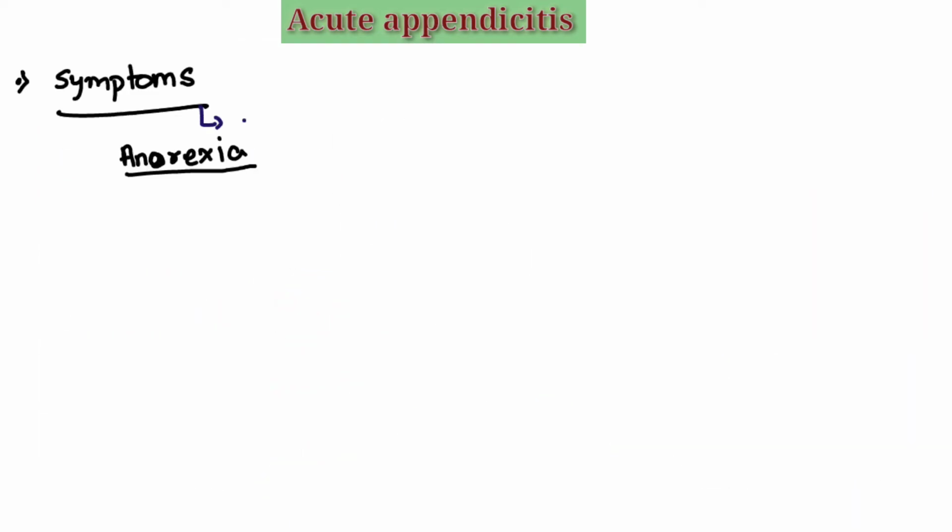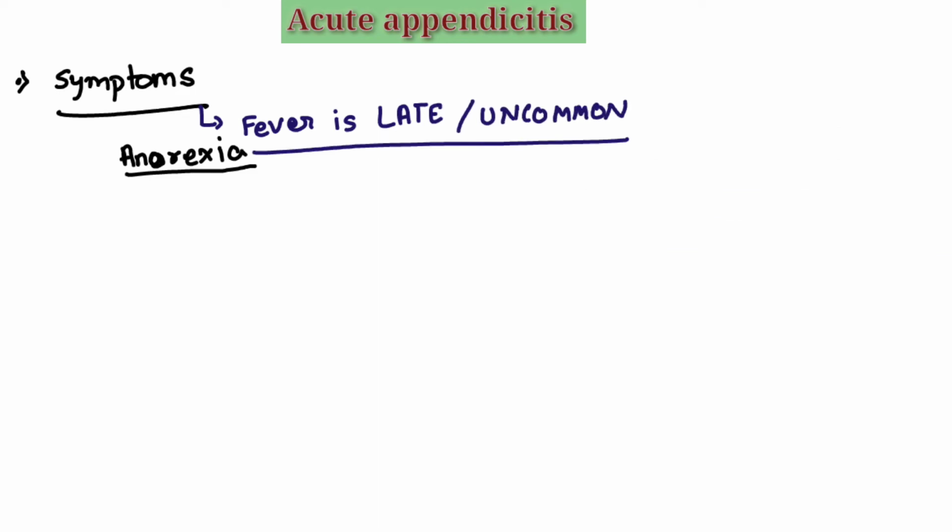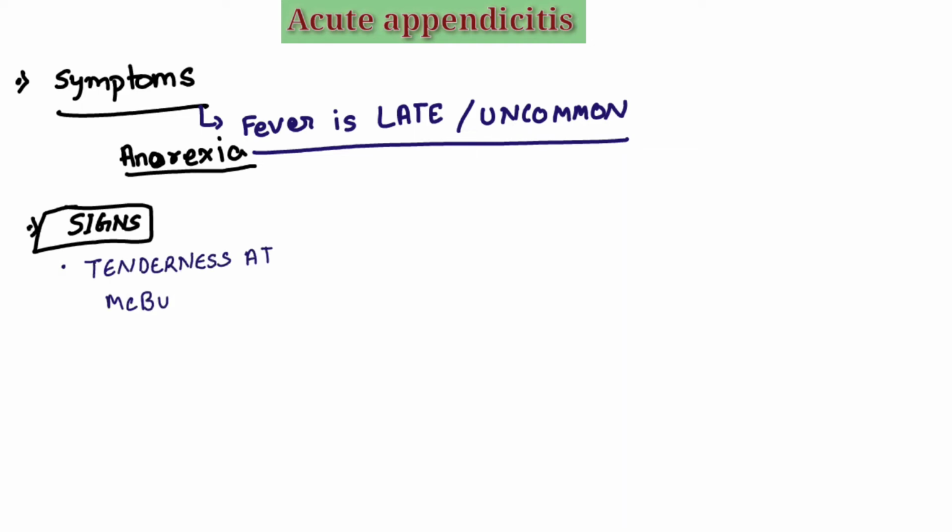So in symptoms, anorexia is most common and fever is late or uncommon. If we talk about signs of acute appendicitis, then we should know that there is tenderness at McBurney's point. A lot of times it has been asked where this McBurney's point is situated. So the McBurney's point is situated at the lateral 1/3 and medial 2/3 junction.